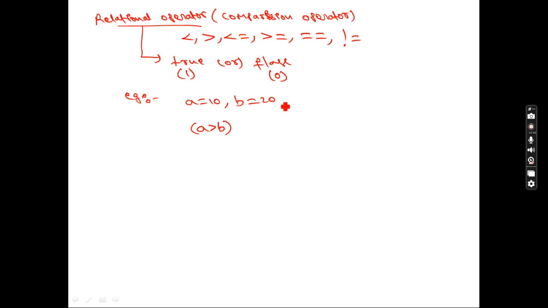Suppose I'll take one more variable called c. Int a equal to 10, b equal to 20, and c. Why am I taking c? Because I want to store the result. So c is equal to a greater than b. Now you tell me, in c what is stored?